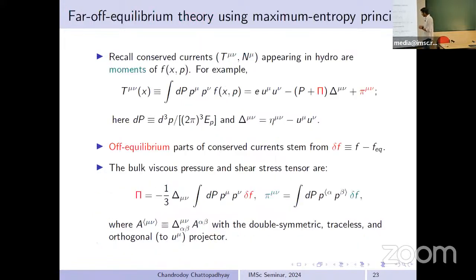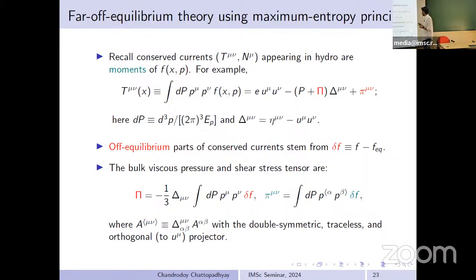So this brings me to the second part of my talk, where we are trying to construct a far off equilibrium theory using the maximum entropy principle. So if we recall, what was the procedure for obtaining the hydrodynamic equations? The procedure was to obtain a distribution function, write the conserved currents in terms of it, and somehow solve order by order. But we need not take that route.